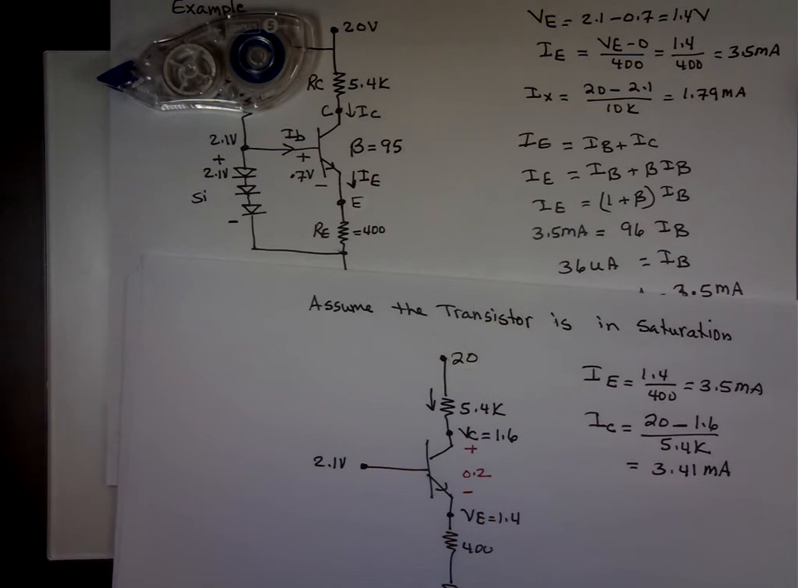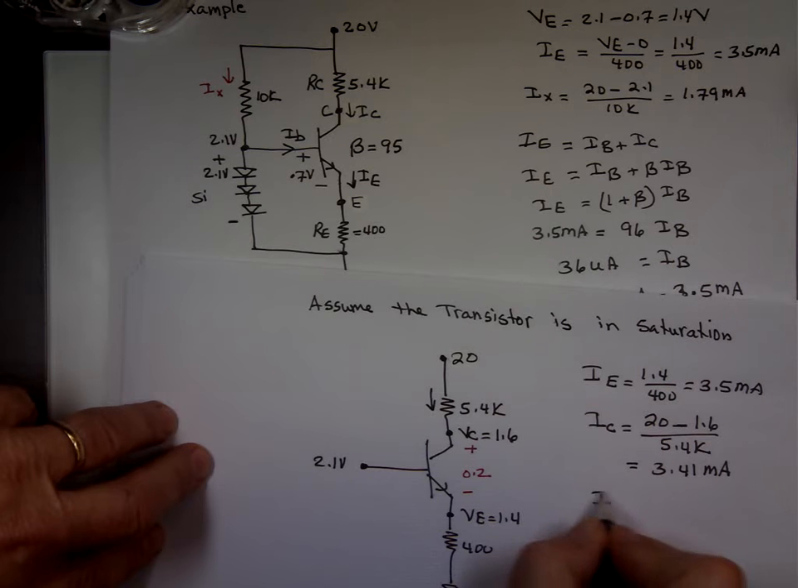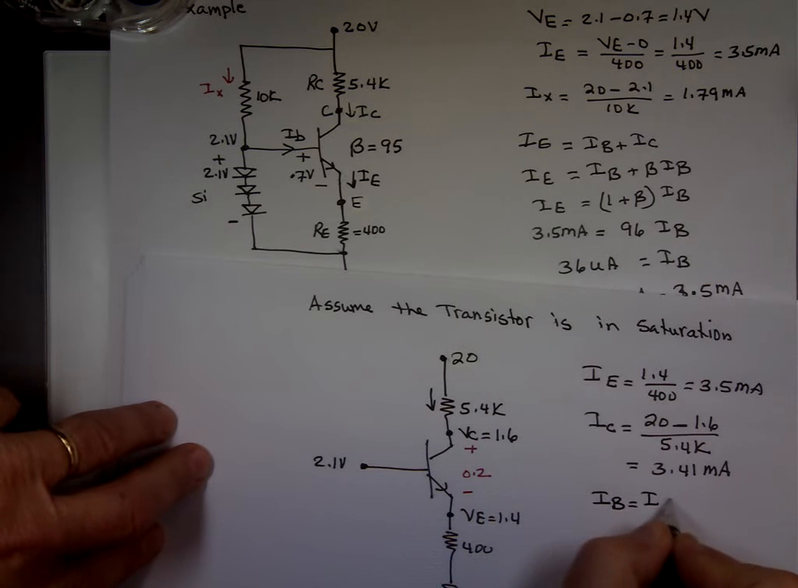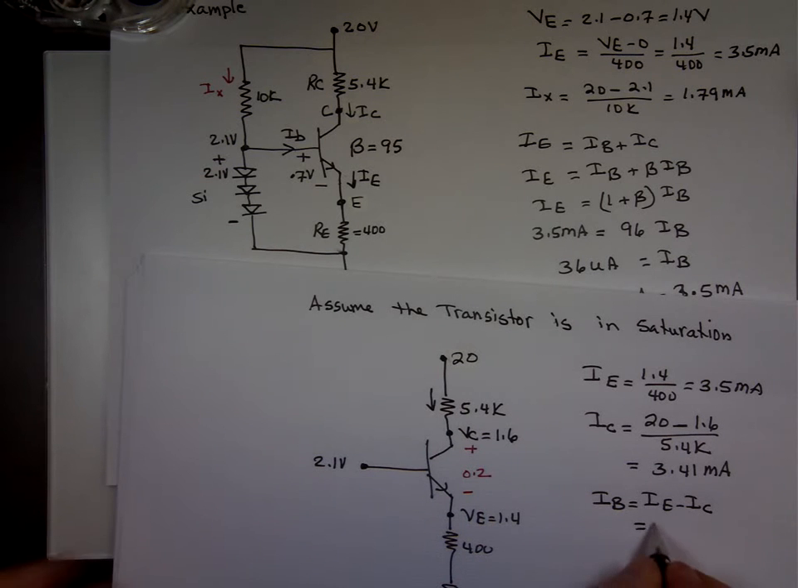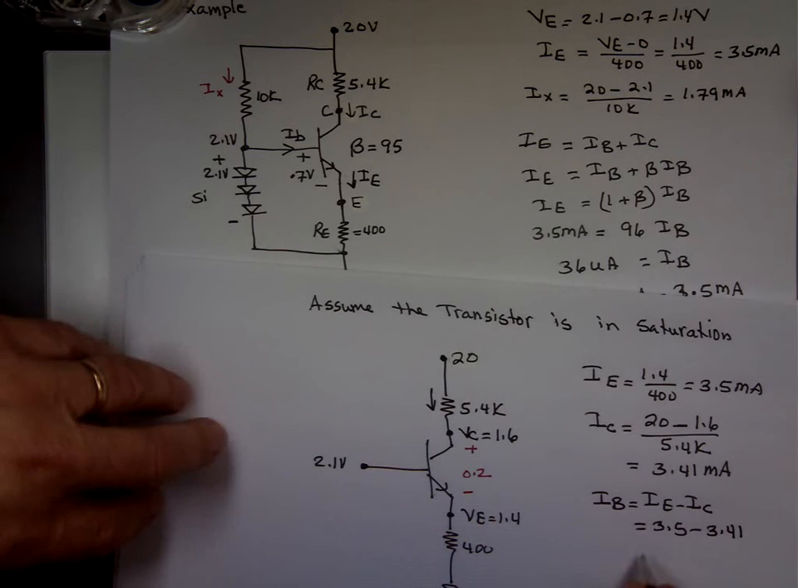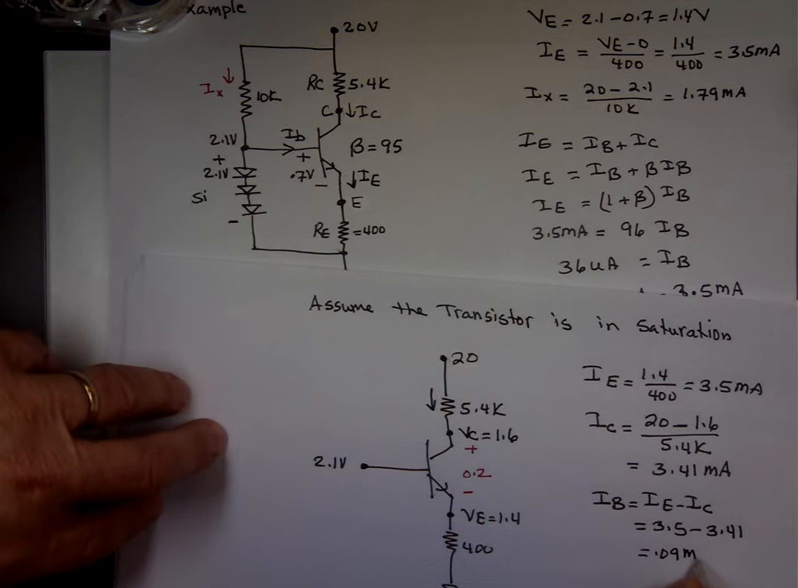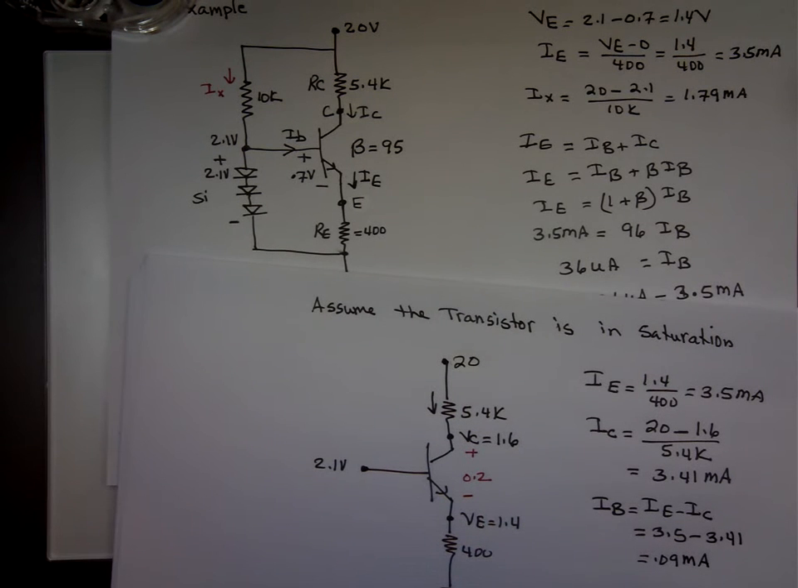And if that's the case, then I know what I sub B is, because that makes sense now, which is I sub E minus I sub C. And I sub B is going to be 3.5 minus 3.41. What is that? 3.5 minus 3.41, 0.09 milliamp, or 90 microamps. So this transistor was actually in saturation mode. It was not in active mode. So my second assumption is correct. So that's how we deal with this problem.